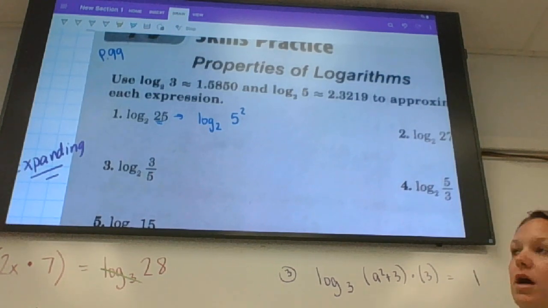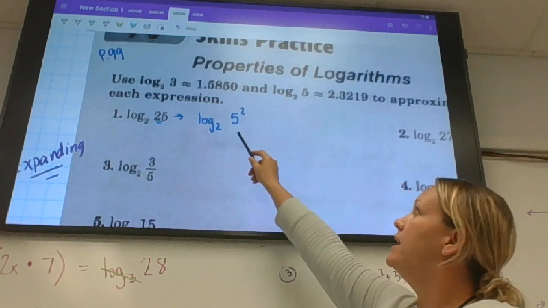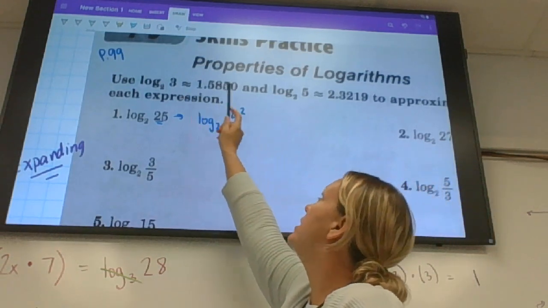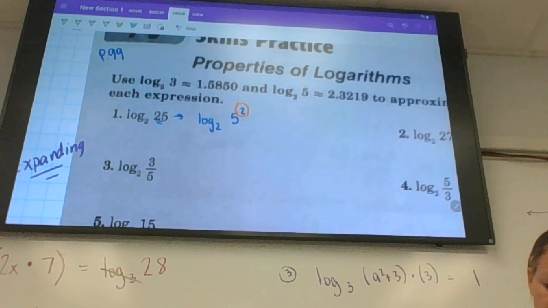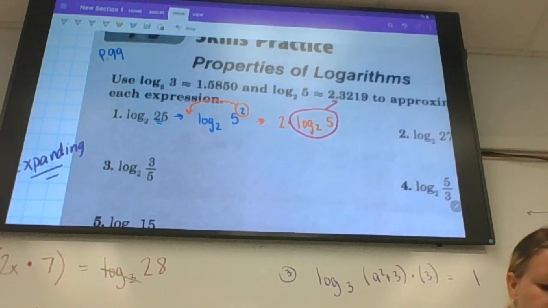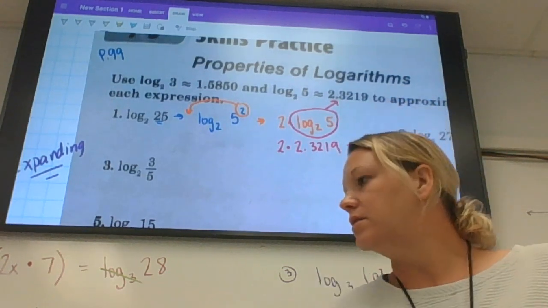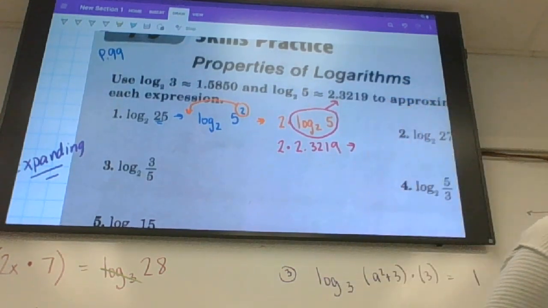So 25 is the same as 5 squared, and everything here I want to rewrite in terms of 3 or 5, because those are the only two numbers I know. So I'm going to use the power property and put this in the front. So this is 2 times log base 2 of 5. And now I can replace this with the one number I do know. So this is 2 times 2.3219. And that's like math that you could do by hand. Or put that in a calculator, but you have to show all the work. So go ahead and multiply it, and that's our answer.